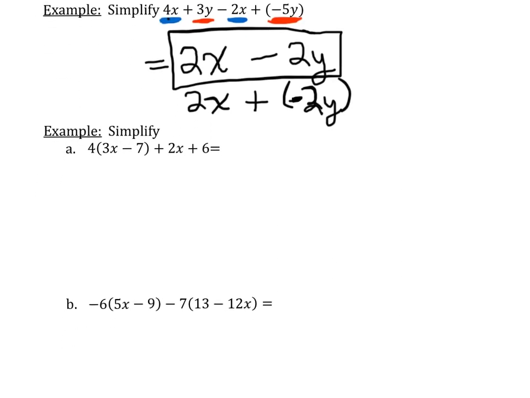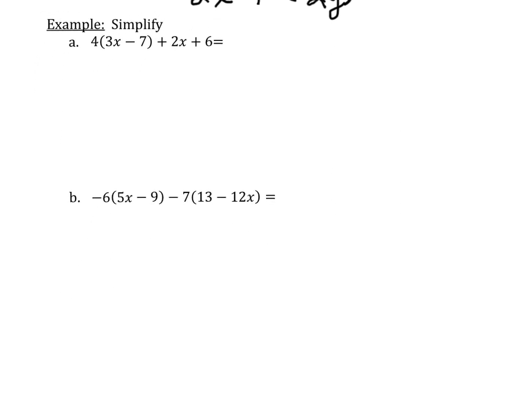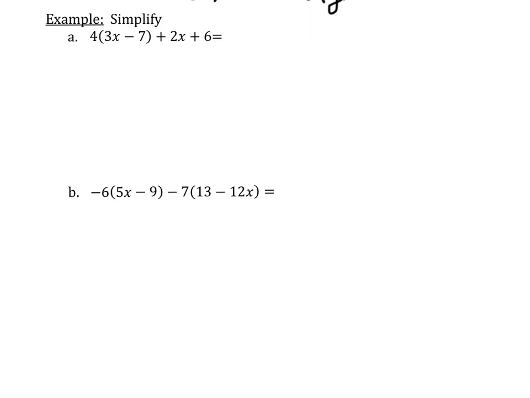We're going to look at one more or a couple more examples where we put both of these things together, the distributive property and combining like terms. All right. In this example, before I try to combine like terms, I have to do my distributive property. So I'm going to distribute that 4. So I'll get a 12x minus 28. Sorry about that. That's a 28 plus 2x plus 6.